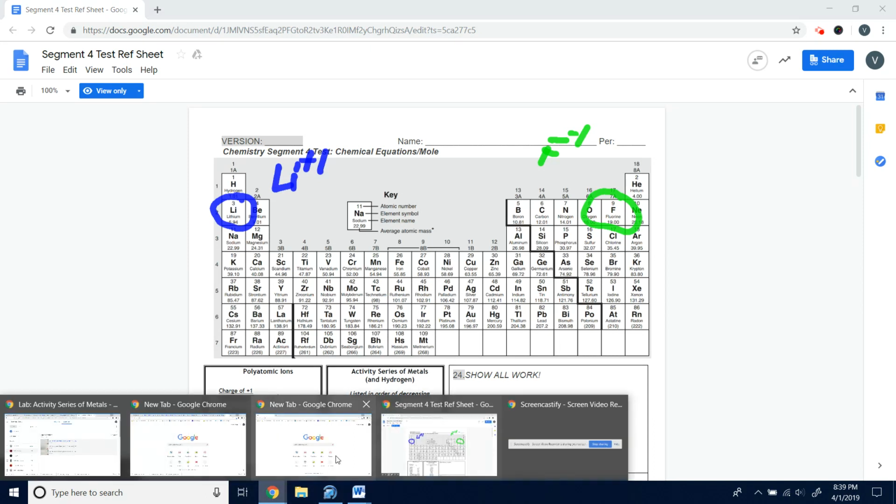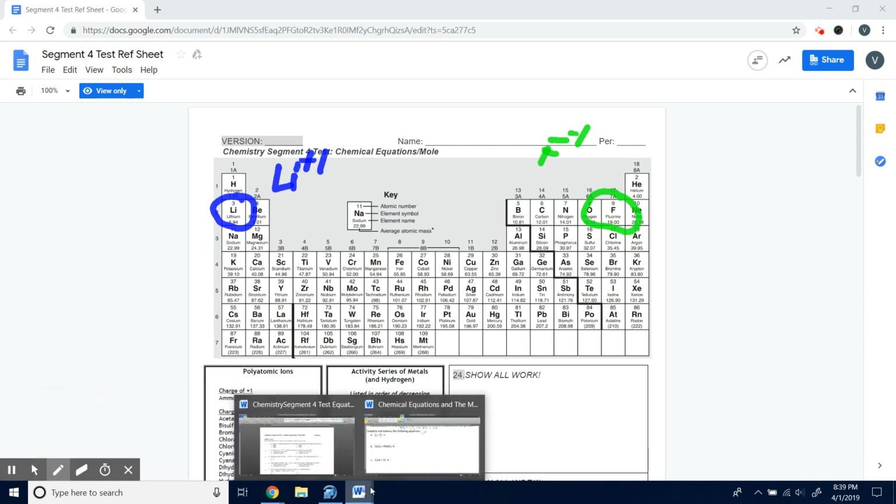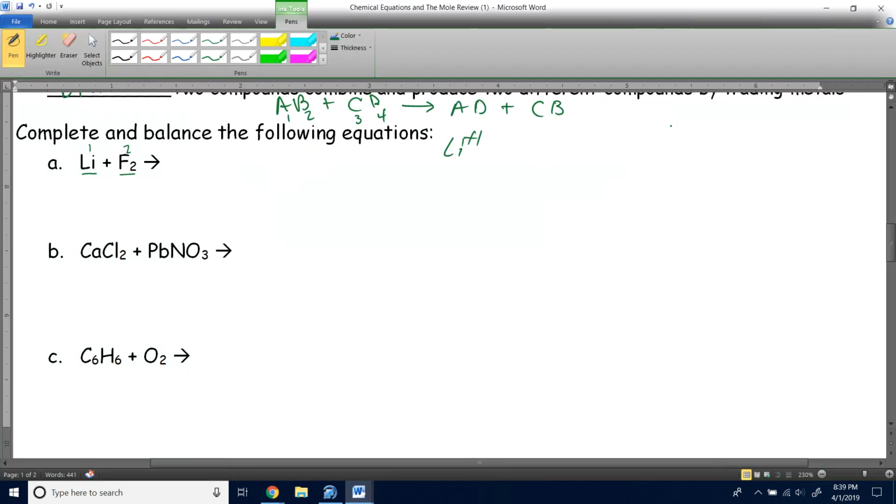So let's go back to our problem here. Where are we at? There we are. Okay, so I have Li. Now I'm going to have fluorine with the negative 1 charge. So what happens? We have to swap, drop, and then what happens? They're both the same charge. So what does that mean? They cancel out, okay? The last thing that we got to do is balance.